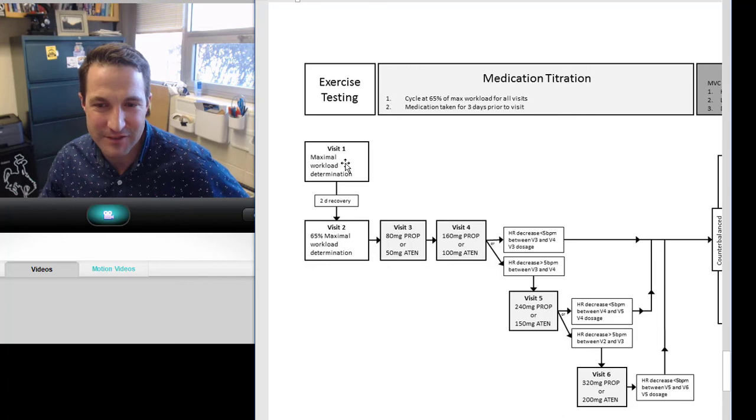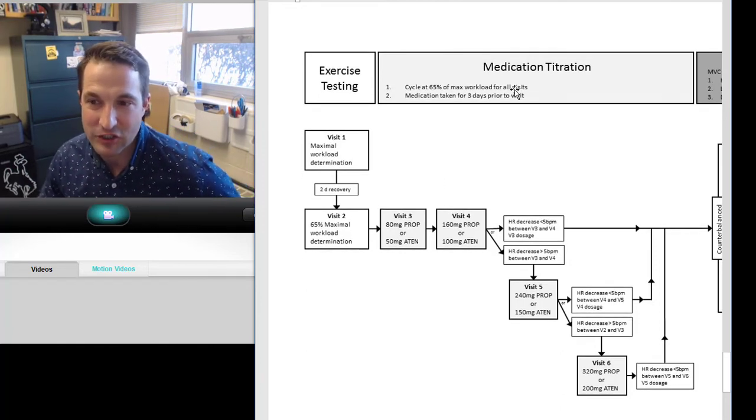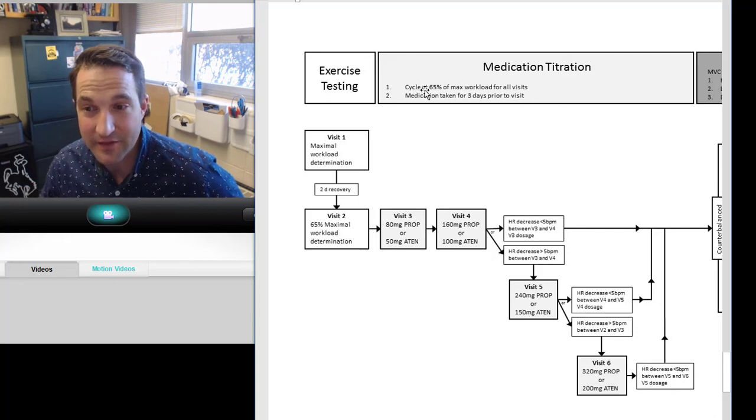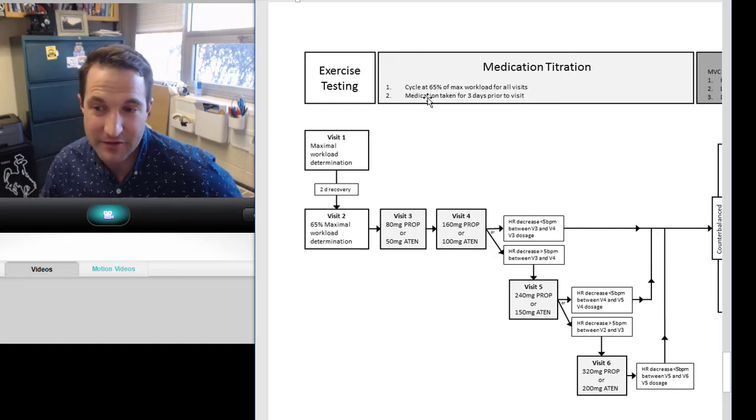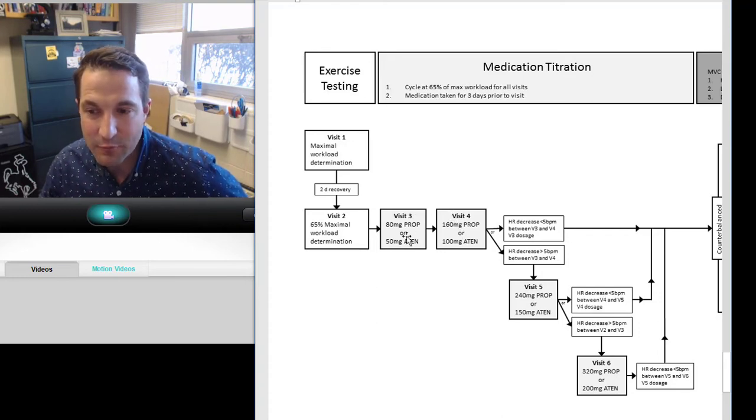So after their first visit, they gave them some days of recovery, and then they had their second visit where they did a max workload determination, where they wanted to find out, okay, what's 65% of your cycling efficiency. Then on the first day of their medication titration, you can see here they cycled at 65% of their max, and then they took their medication for 3 days before their visit. Well, they took either 80 milligrams of propranolol or 50 milligrams of atenolol, and then they came back for visit 4 a couple days later, and we increased the dosage by 60.